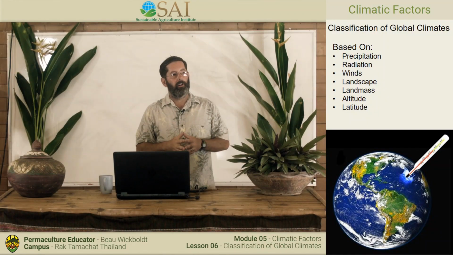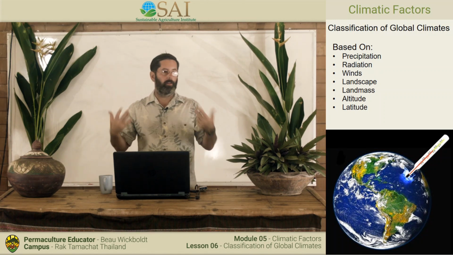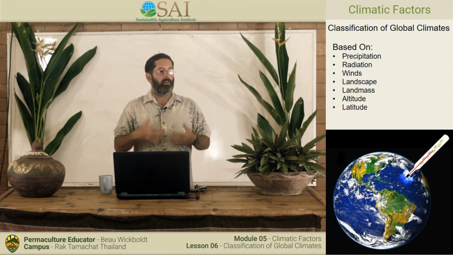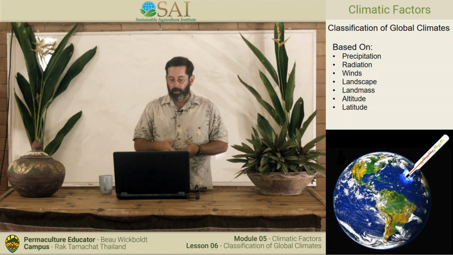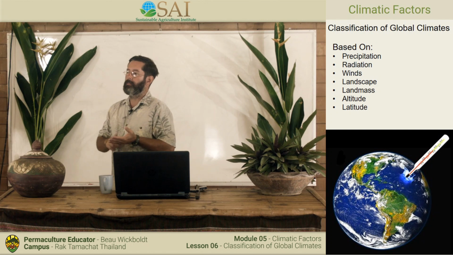So we try to classify our climates, and then we work with them. On a global scale, we need to understand it. That's a good reason to want to do this. But locally, I need to understand local. So I need to understand my precipitation. At my site, what's the rainfall?